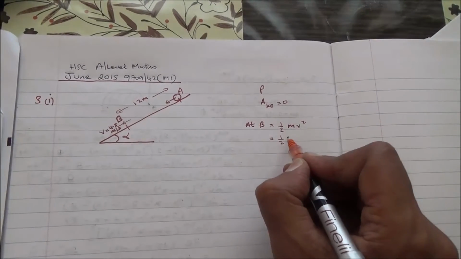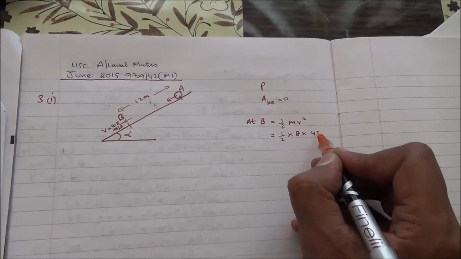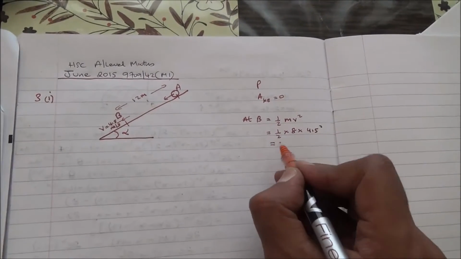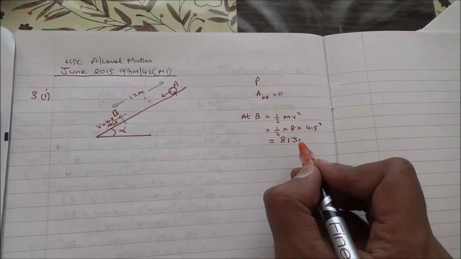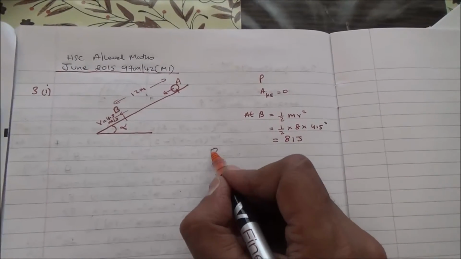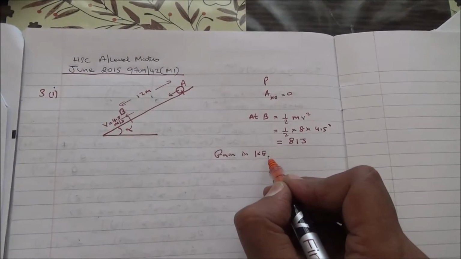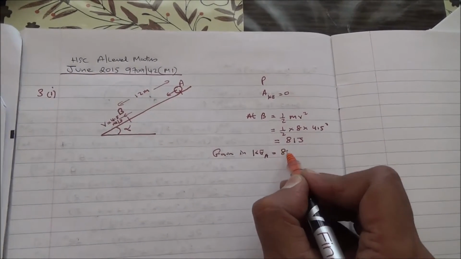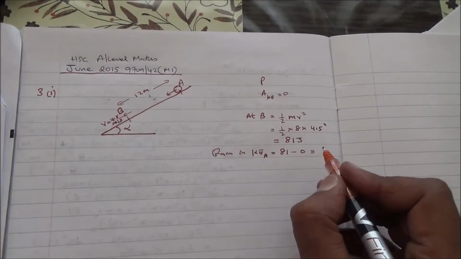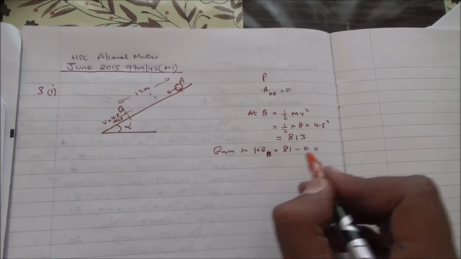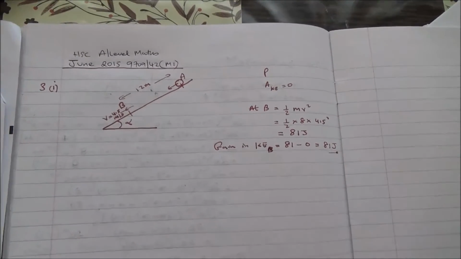So what's going to be half mv squared? Half times 8 times 4.5 squared. If you work this out in a calculator, you'll end up with 81 joules. So the gain in kinetic energy is going to be 81 minus 0, because at A it is 0. Therefore it's going to be 81 joules.